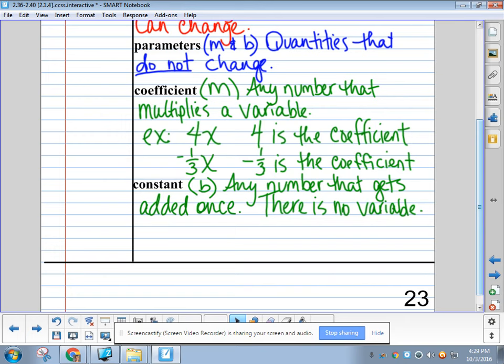Make sure that you have all of these definitions written down on page 23 in your notebooks.